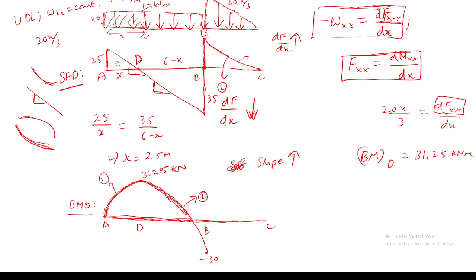For example, here, even though the shear force is negative, it is increasing in the negative direction, so the slope of the bending moment should also be increasing.